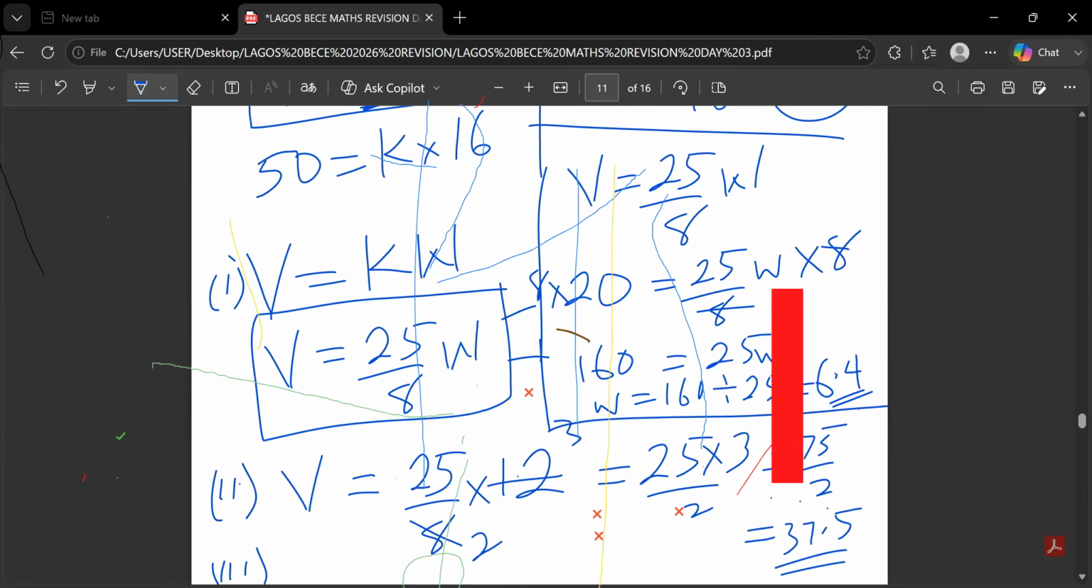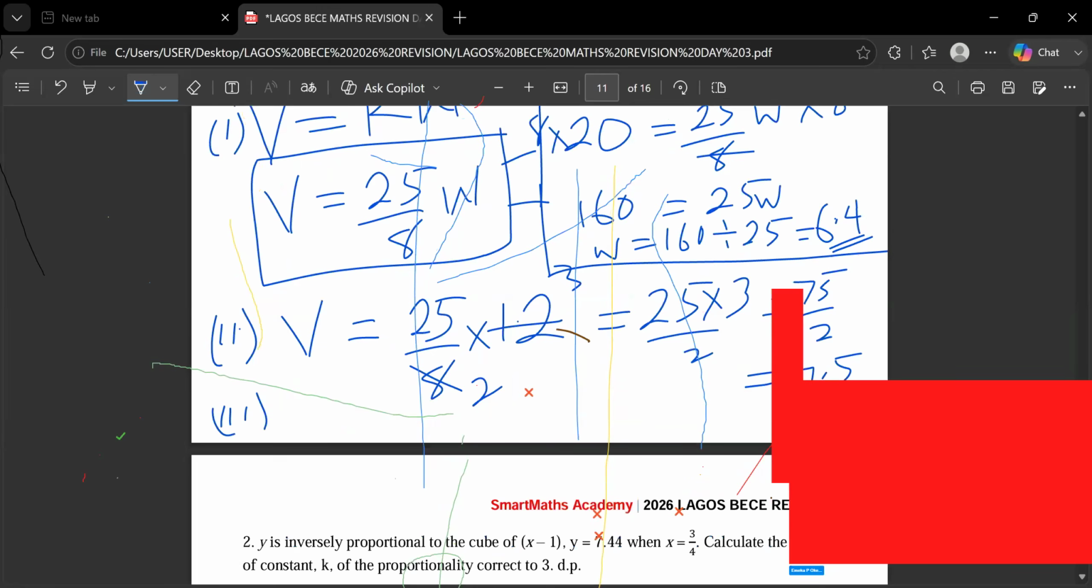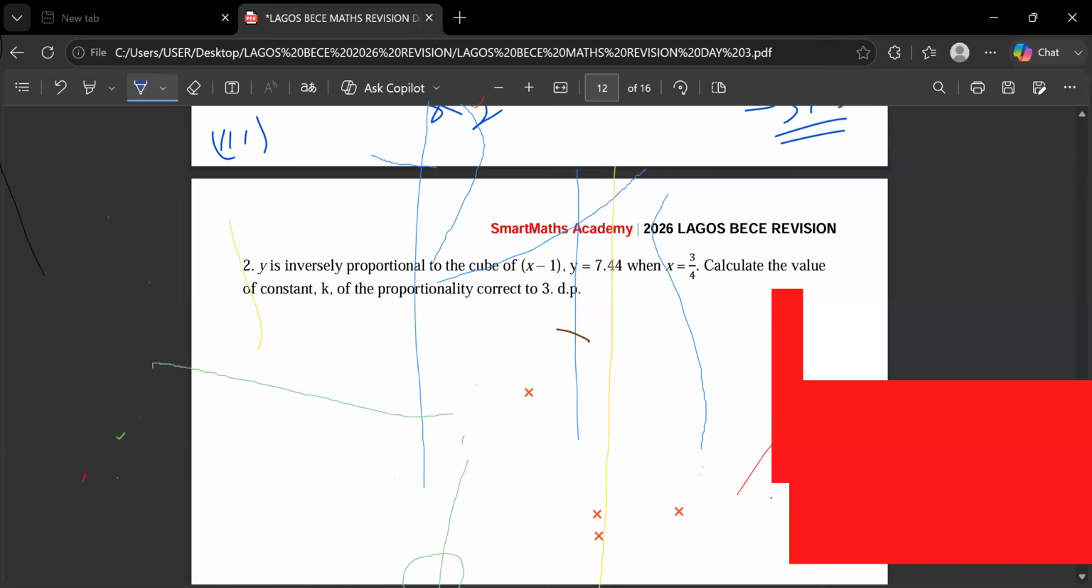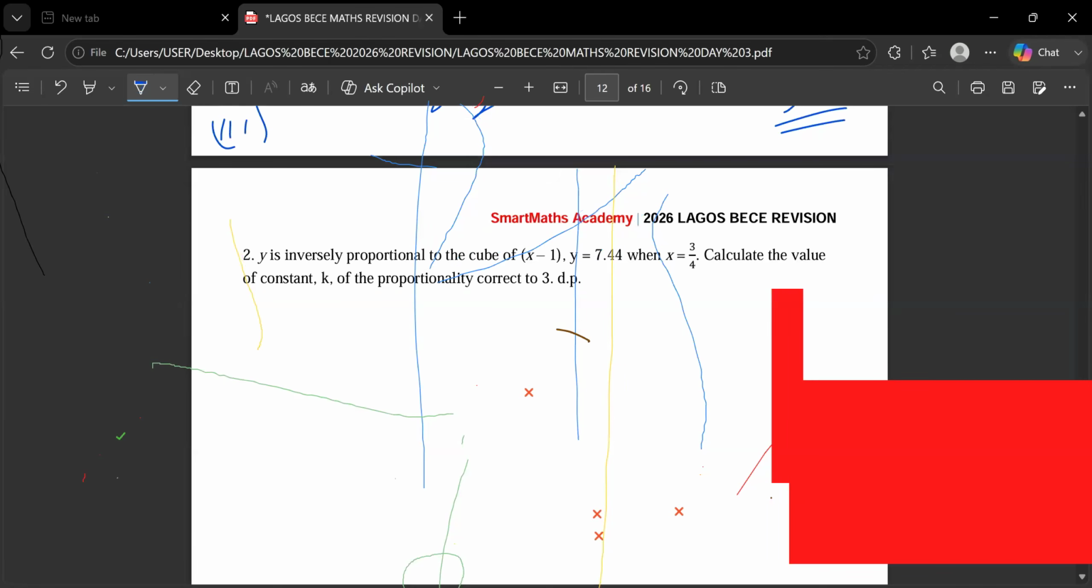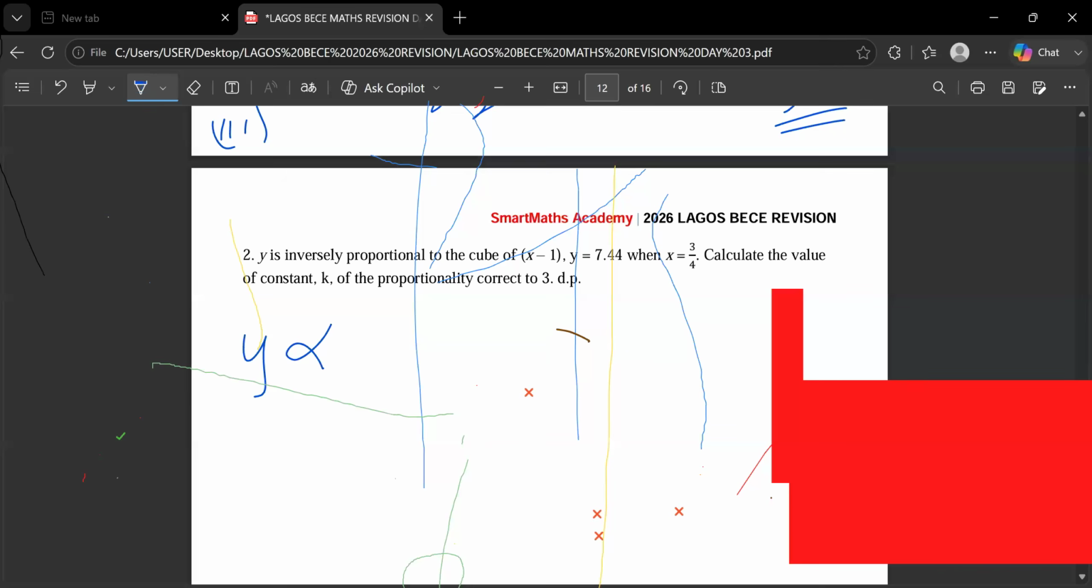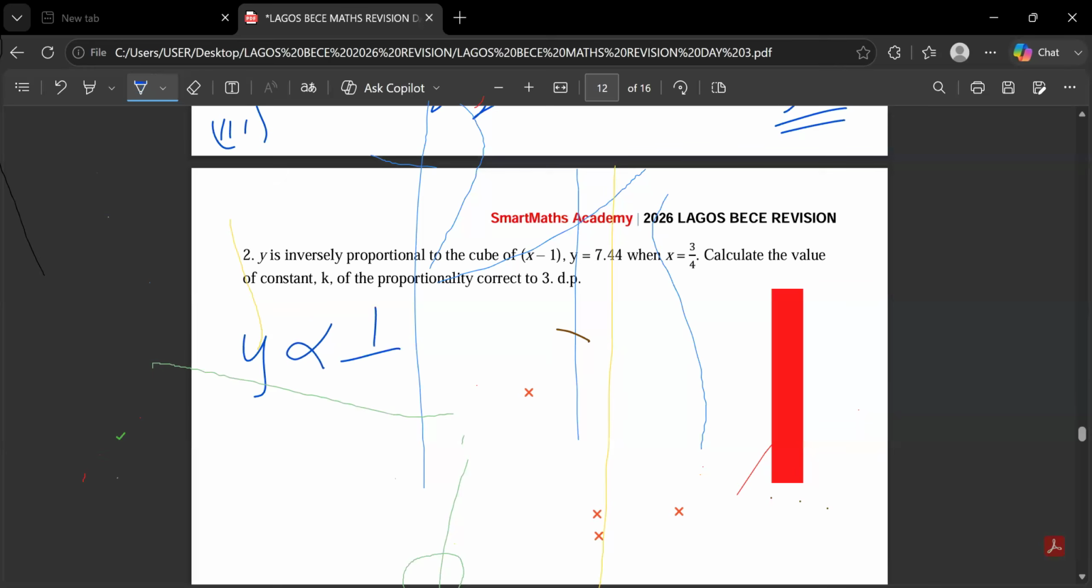All right, so that is that on that variation. This is direct variation. So we have what we call inverse variation. Let's look at this inverse variation. So y is inversely proportional. When it is inverse, it's going to change to 1 over. So y is inversely proportional to the cube of x minus 1, that is x minus 1 raised to the power 3.